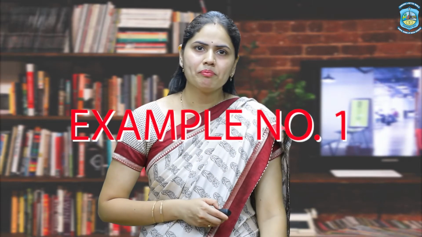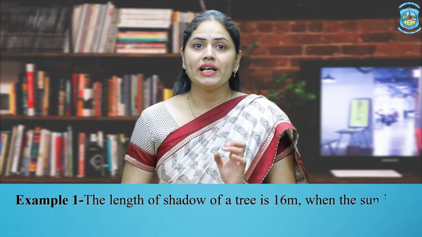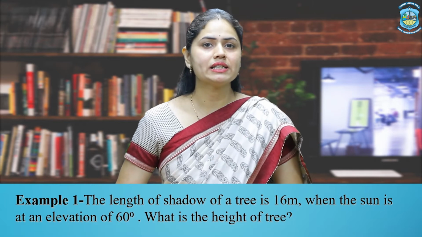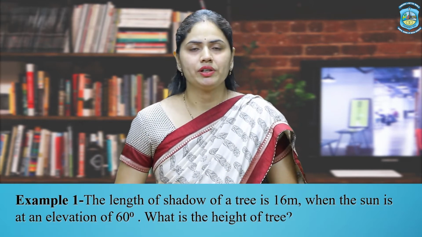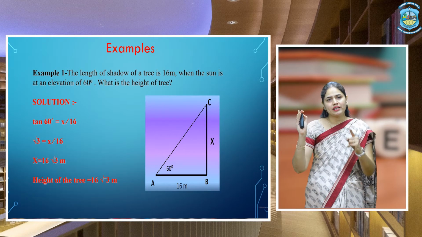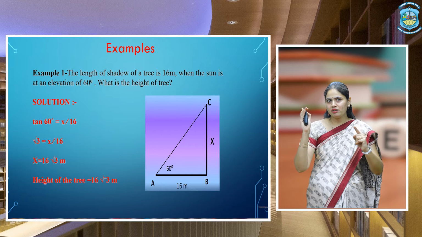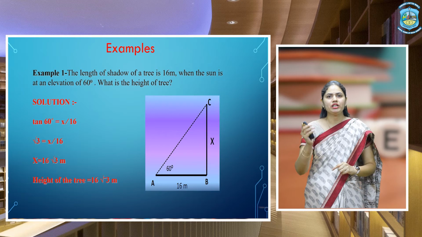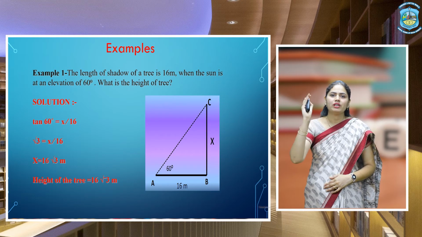Let's see some examples of height and distance. Example first: the length of the shadow of a tree is 16 meter when the sun is at an elevation of 60 degree. What is the height of the tree? To solve these questions, at first we should understand that the length of the shadow of the tree is 16 meter. When the sun is at an elevation of 60 degree, here we are talking about elevation, which means the angle is measured from bottom to top. So the angle of elevation is 60 degree. We need to find out the height of the tree.